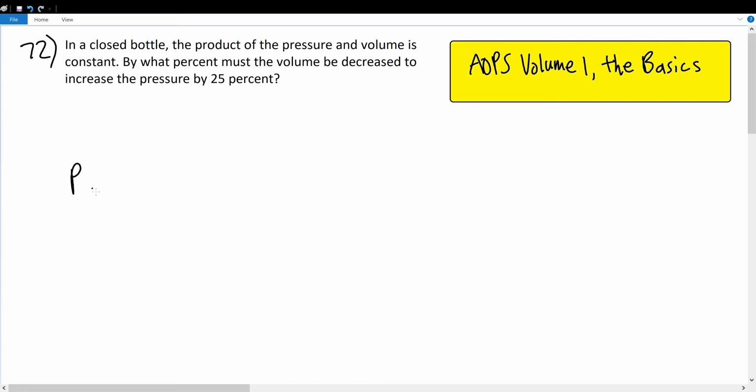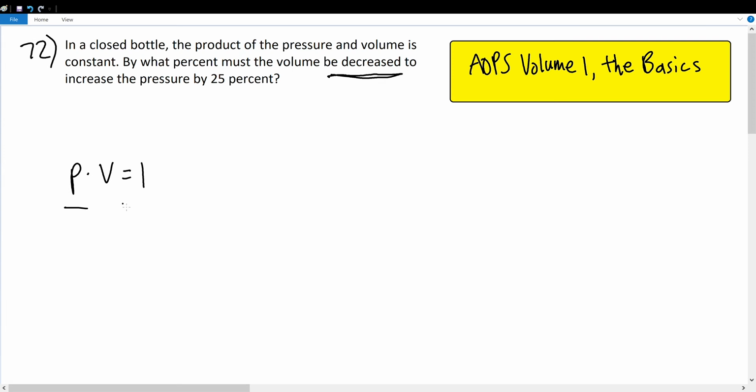We get the pressure modeled by P times the volume should give a constant of 1. But we're told, what percent must the volume be decreased relative to the volume? Remember this, it's very important. To increase the pressure by 25%. So the pressure is increased by 25%.